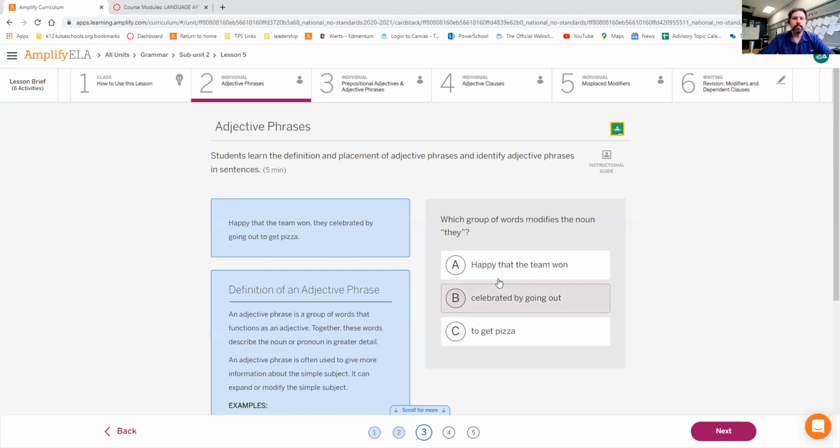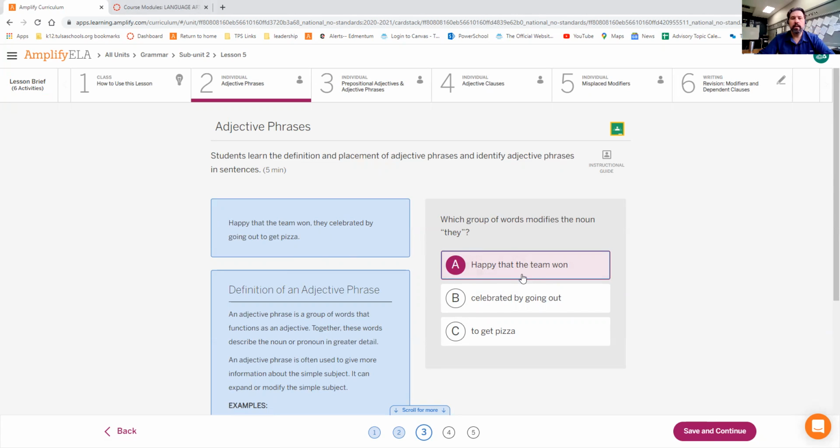Let's go to the third one. Happy that the team won, they celebrated by going out to get a pizza. Which group of words modifies the word they? Essentially, which they are we talking about? Well, the group of people that is happy that the team won. This is the they that celebrated in getting a pizza. And that tells us why they celebrated.